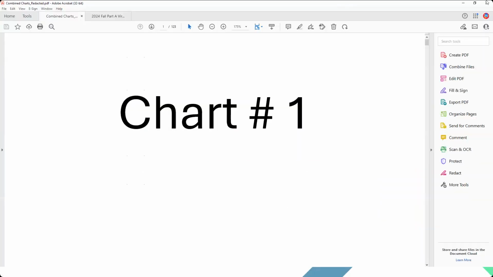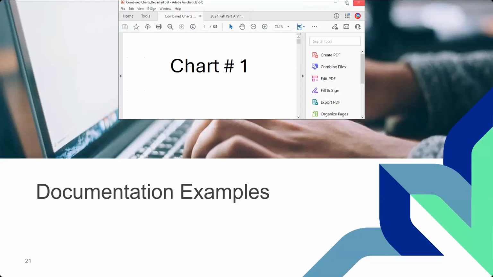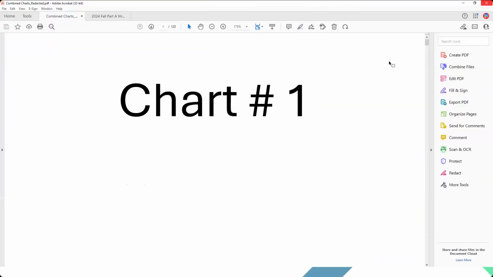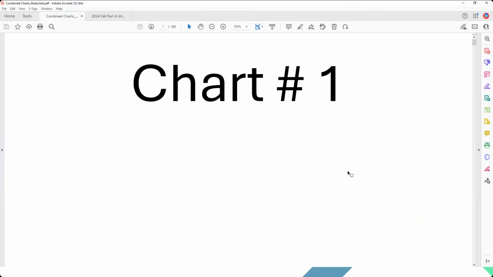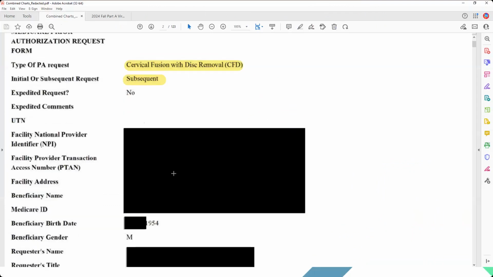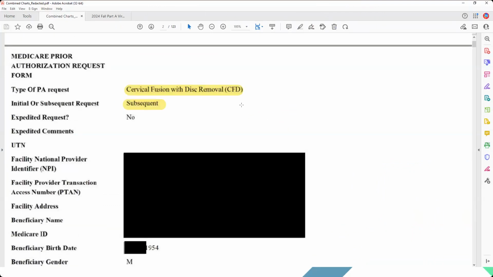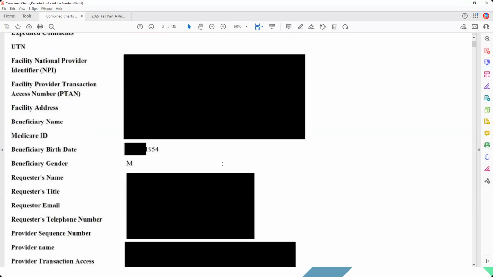And I'm going to ask Jennifer just to verify that you are seeing the PDF file that says chart 1. Yes, I am. Okay, let's scroll down into some of the documentation. So this is the prior authorization request form. This request form was done in our portal. So here we have noted the type of request. This is a subsequent request, so this is a second or third request by this provider.